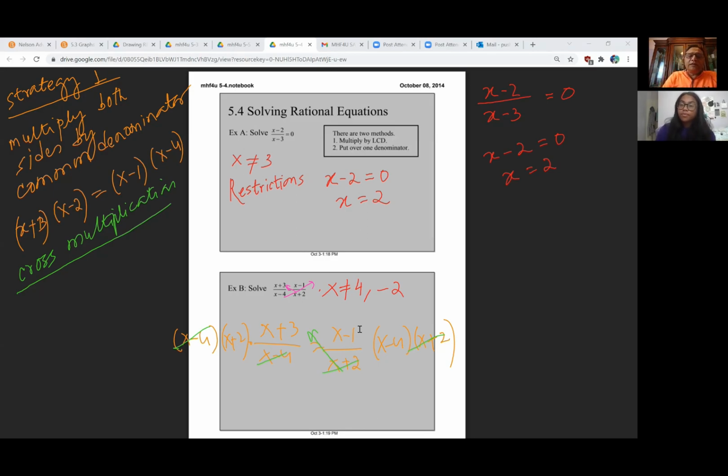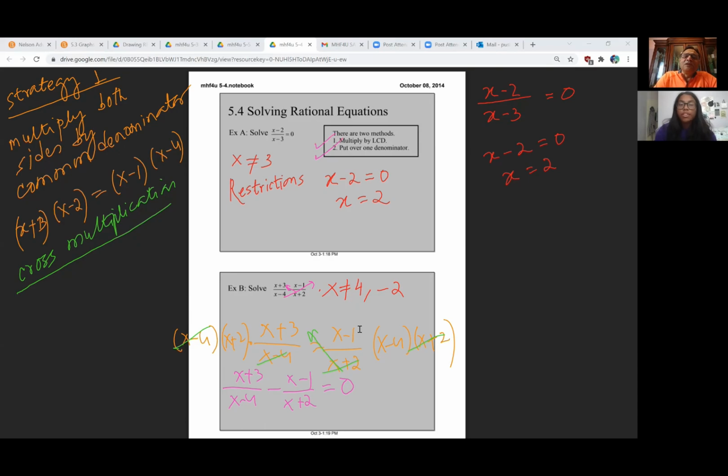Now, another thing you could do is to get them all on one side. Let me show you that also here in the center. So we have x plus 3 over x minus 4, minus x minus 1 over x plus 2 equals 0. Do you see that? We brought all the terms to one side. And now we will take a common denominator, multiply, and then continue. So these are different strategies. Two of them are listed here. These are the most common two strategies used to solve any rational equation.